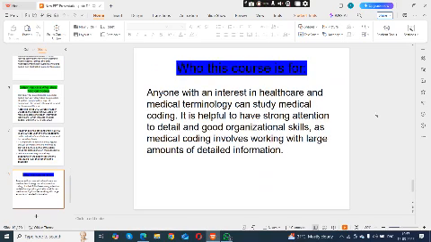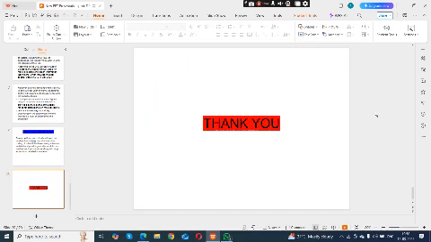Coming to who this course is for. Mainly who can do this course? Anyone with an interest in healthcare and medical terminology can study this course. Usually life science graduates and those who have a normal 4-year degree in their hands are eligible to do this course. So people holding a normal bachelor's degree are eligible to do medical coding.